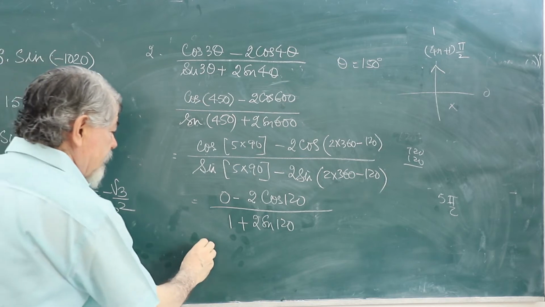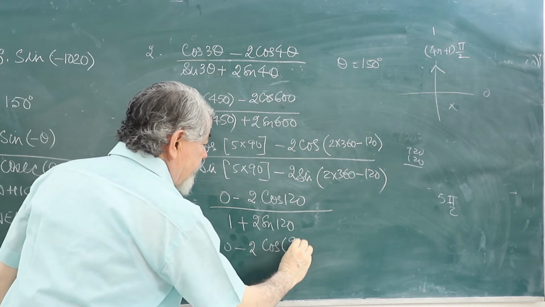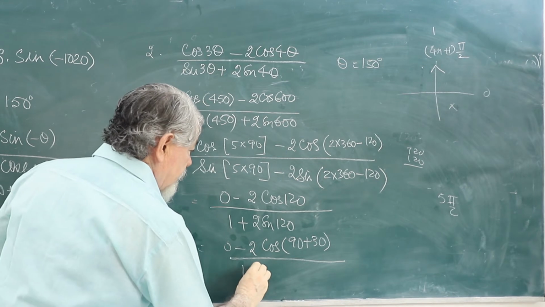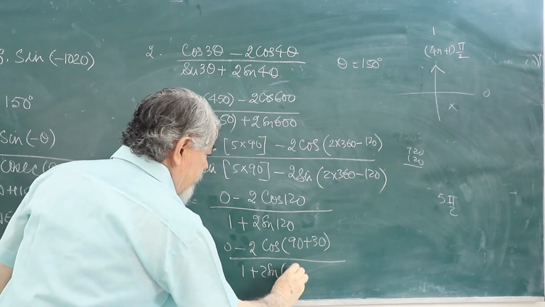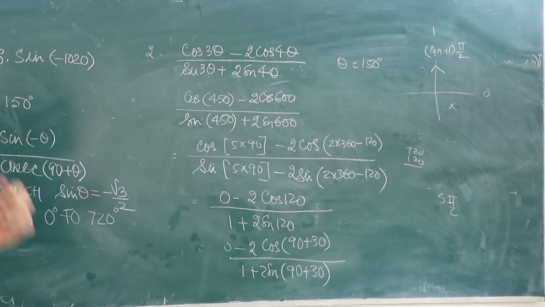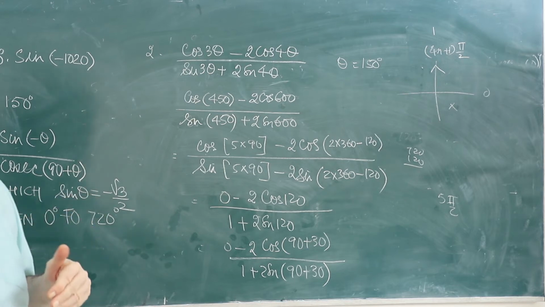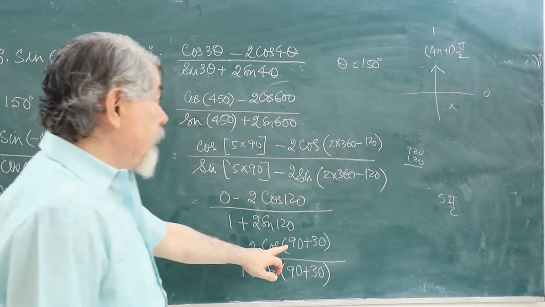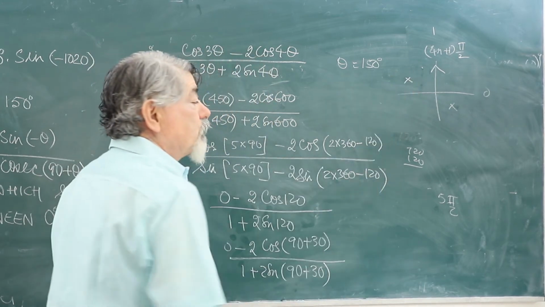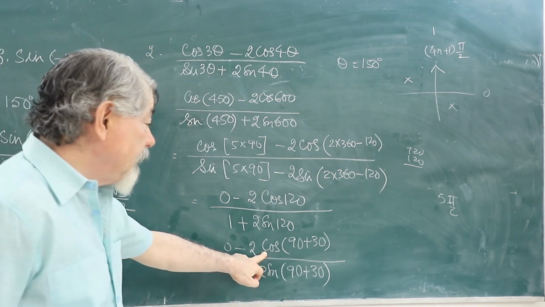After this, what will happen is 0 minus 2 cos, I can write 90 plus 30 here, 1 plus 2 sine 90 plus 30, because 90 plus 30 is 120. Now when it is 90 plus 30, the cos becomes sine and sine becomes cos. 90 plus 30 means both of them are going to fall in this quadrant. In this quadrant, sine is positive. So this will remain positive, but this will become negative.